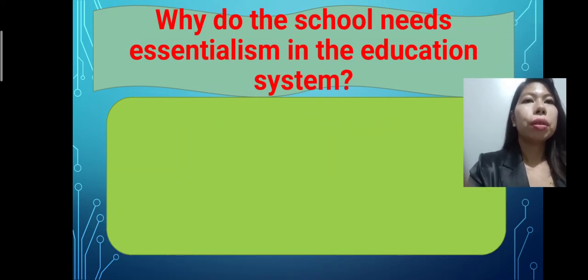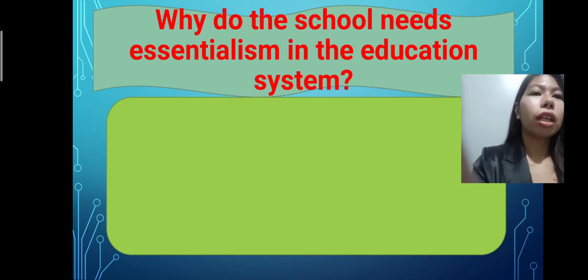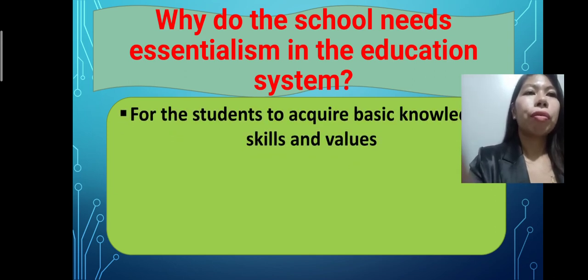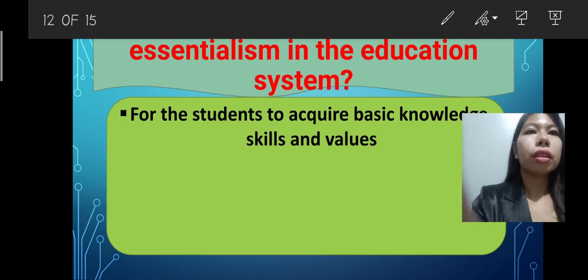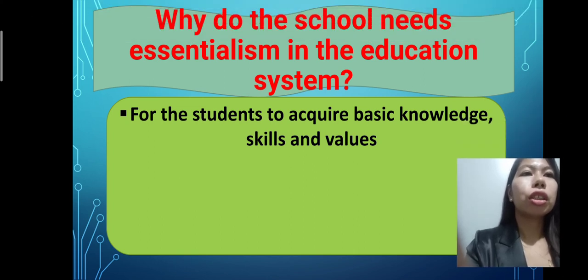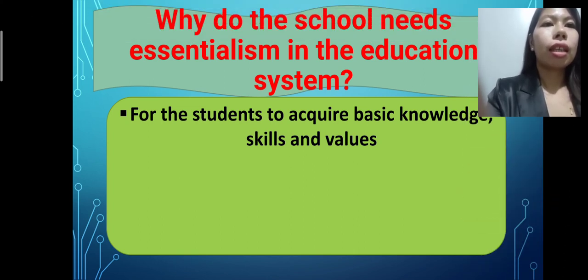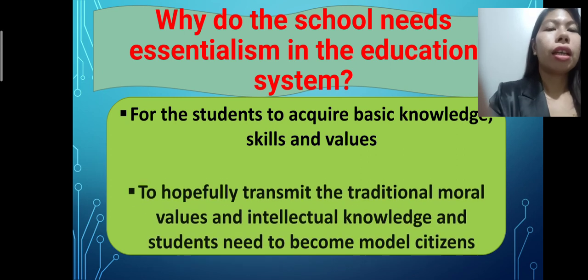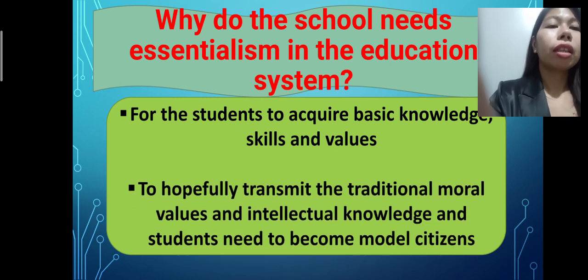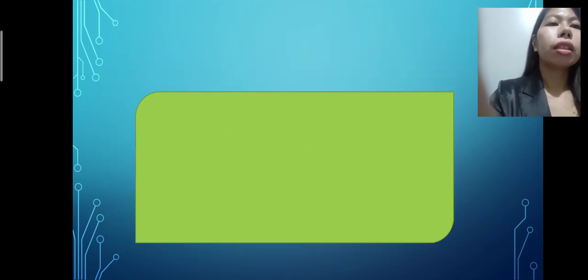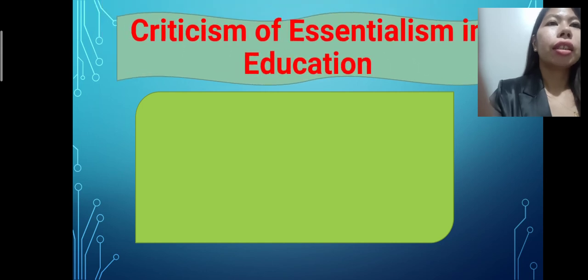Why do schools need essentialism in the education system? In order for the students to acquire basic knowledge, skills, and values, and to hopefully transmit the traditional moral values and intellectual knowledge, and for students to become model citizens.